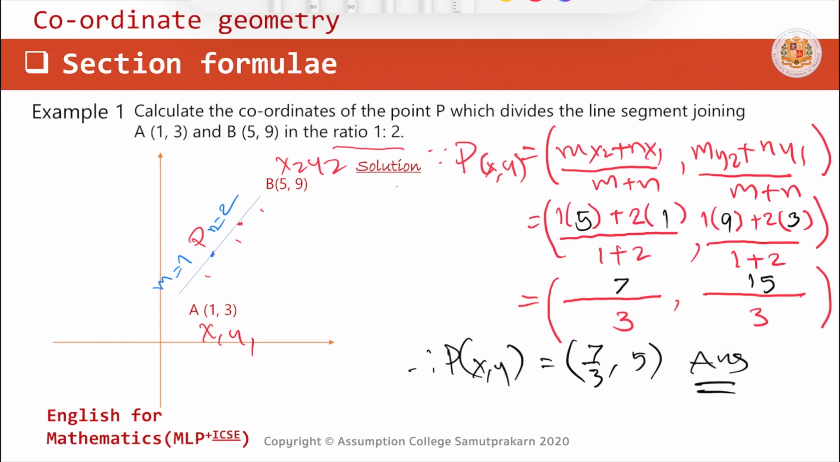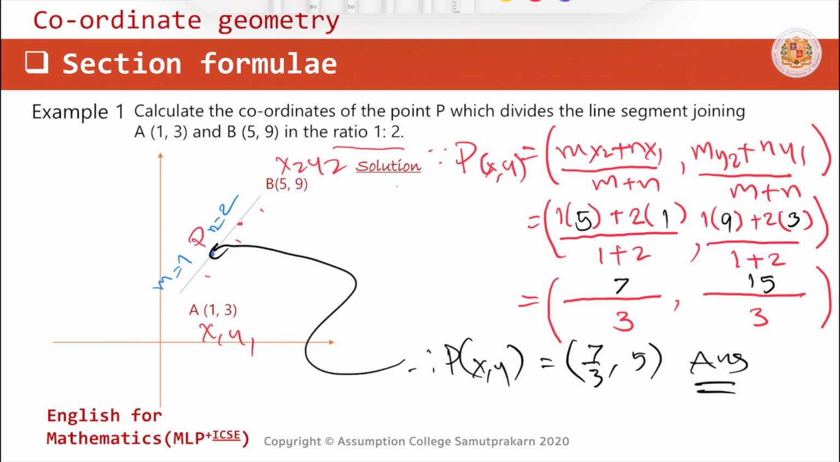Okay, so the point P(x, y) here is 7/3 and then 5. If you have some time, look at the diagram to see if it makes sense.